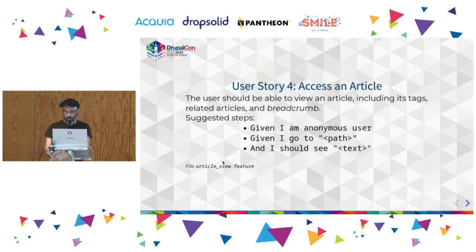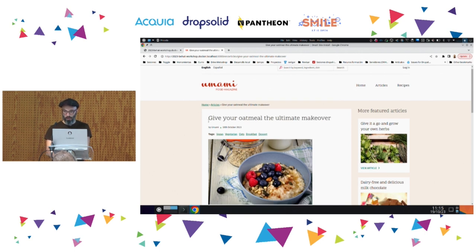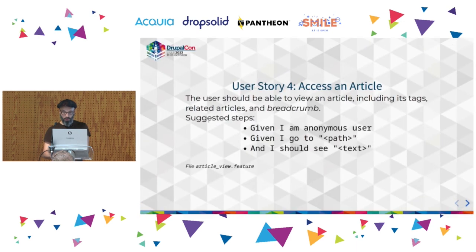Then let's go for another test: the user should be able to view an article, including tags, related articles, and breadcrumb. When we go to an article, we should check more features, not only the content or the title, but the breadcrumb or the related articles. The steps are more or less the same: as an anonymous user, I go to some path, and I should see some text.